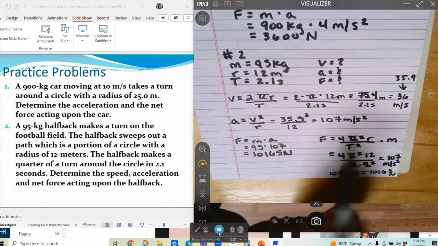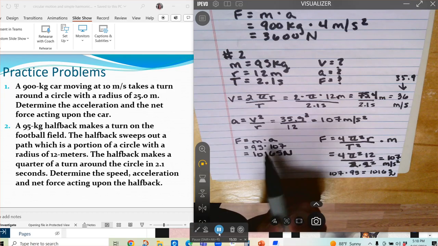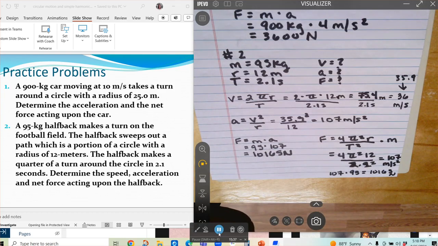All right, so we can see that this formula is the same thing as this formula, right? Even though that object is in circular motion. Let's move on to the next problem now.